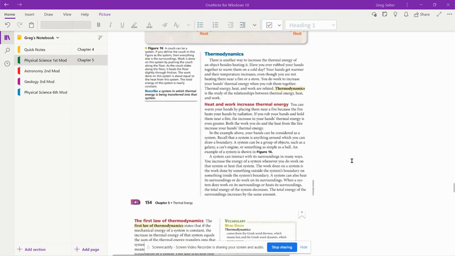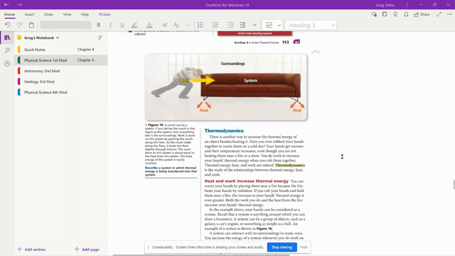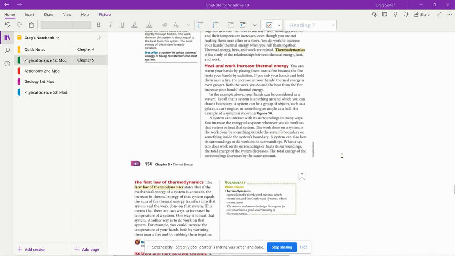All right, thermodynamics. Thermodynamics is the study of the relationship between thermal energy, heat, and work. All right, so work has to be done. Let me just jump down. Heat and work increase thermal energy. If you rub your hands together, that is work. You are increasing the heat and the thermal energy. You can feel the heat build up between your hands. That's what it's talking about. If you need heat and thermal energy, you can do work on a system, all right?